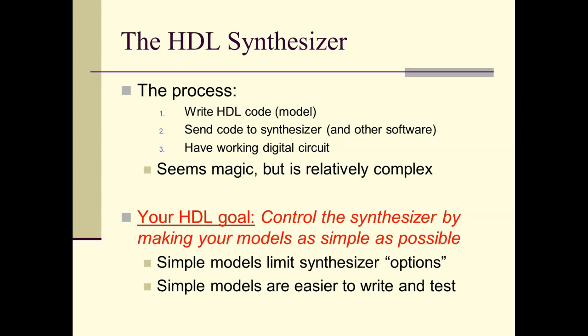Now, if you think about it, it's going to take a text description of a digital circuit and generate a digital circuit. And so there's a lot of magic that goes on there. One of the problems is you want to be able to control exactly what that synthesizer does. So essentially what we're going to do is keep our HDL models as simple as possible to give the synthesizer as few options as possible. The benefit of this is that if you write simple models, they're going to be easier to write, for number one, and they're also going to be easier to test. Now, testing is part of the process.